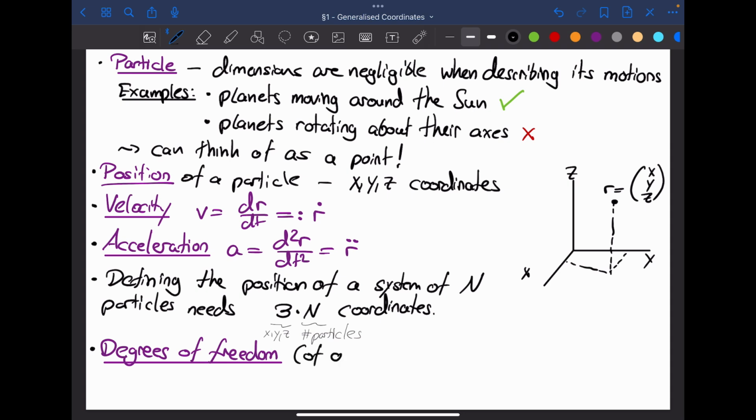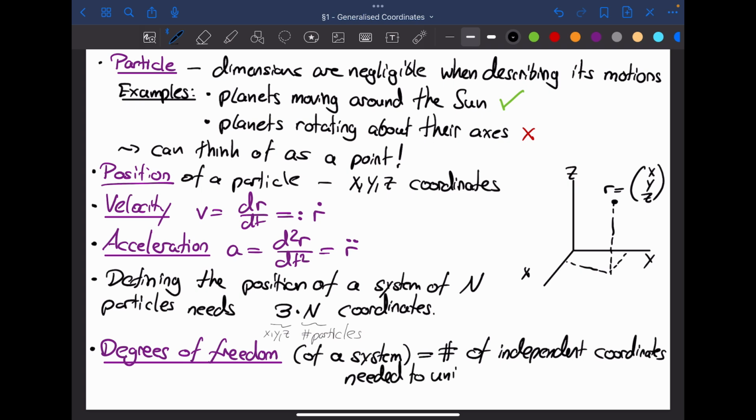So the degrees of freedom of a system is the number of independent coordinates needed to uniquely define the position of the system. So every system has a potentially different number of degrees of freedom. Depends on the problem.